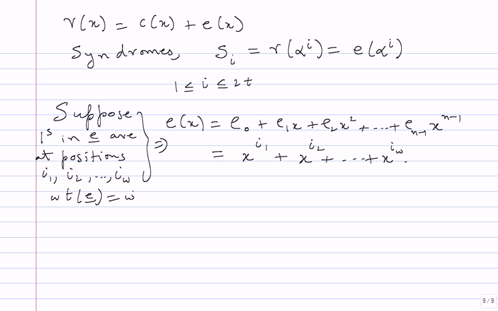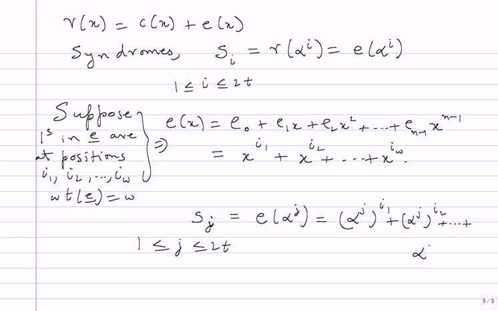Now let's use this form of E of X in the syndrome computation. For J between 1 and 2t, S_J is going to be E of alpha power J, which is alpha power J raised to the power i1 plus alpha power J raised to the power i2, so on till alpha power J raised to the power iw. The standard trick to get rid of these alphas is to reverse the exponentiation. It's a very easy thing to see. I'll write this as alpha power i1 raised to the power J plus alpha power i2 raised to the power J plus so on till alpha power iw raised to the power J.